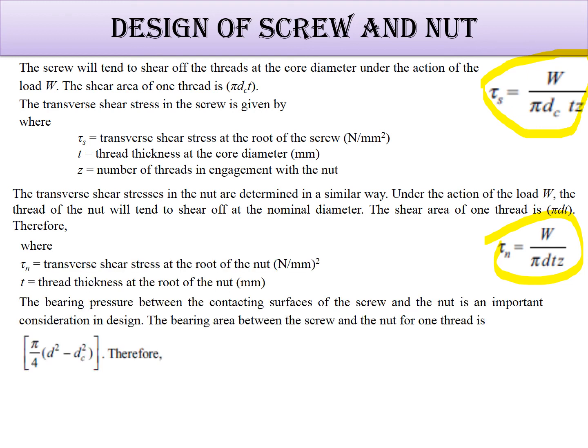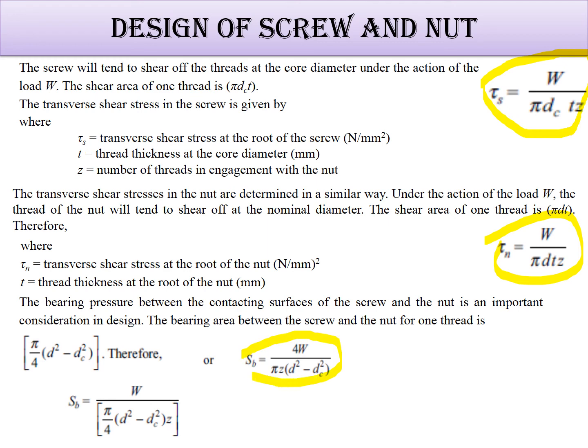Now the bearing pressure between the contacting surfaces of the screw and the nut is an important consideration in design. The bearing area between the screw and nut for one thread is given by pi/4 (d square minus dc square). Therefore Sb, the bearing pressure, will be W upon pi/4 (d square minus dc square) into Z. So this is the final equation, and this is how we are going to design this. That means we need the direct stress, the transverse shear stress for the screw, the transverse shear stress for the nut, and the bearing pressure. Sb is nothing but the bearing pressure.